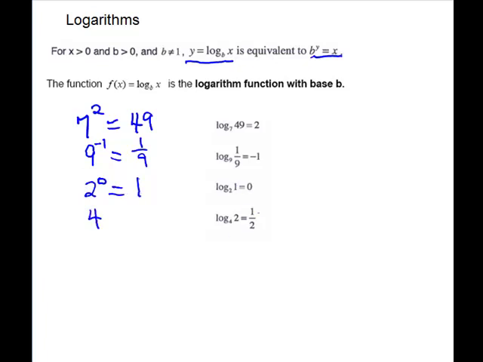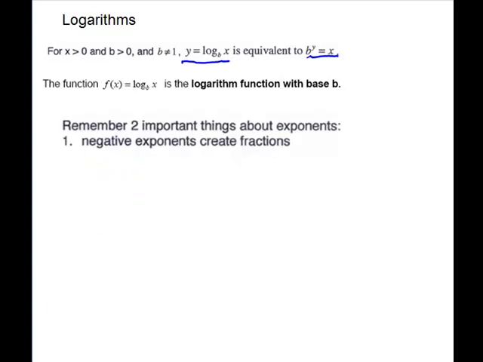4 to the 1/2 equals 2. Remember, to the fractional power is a root. So 4 to the 1/2 is the square root of 4 equals 2.